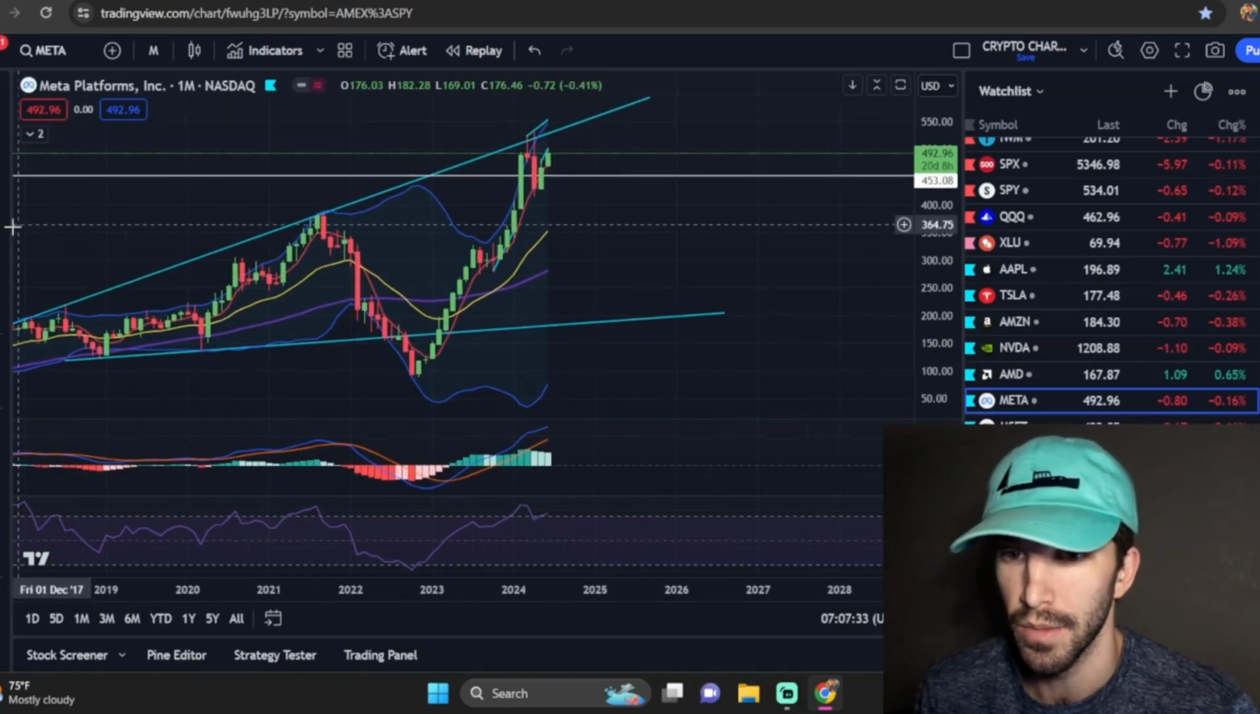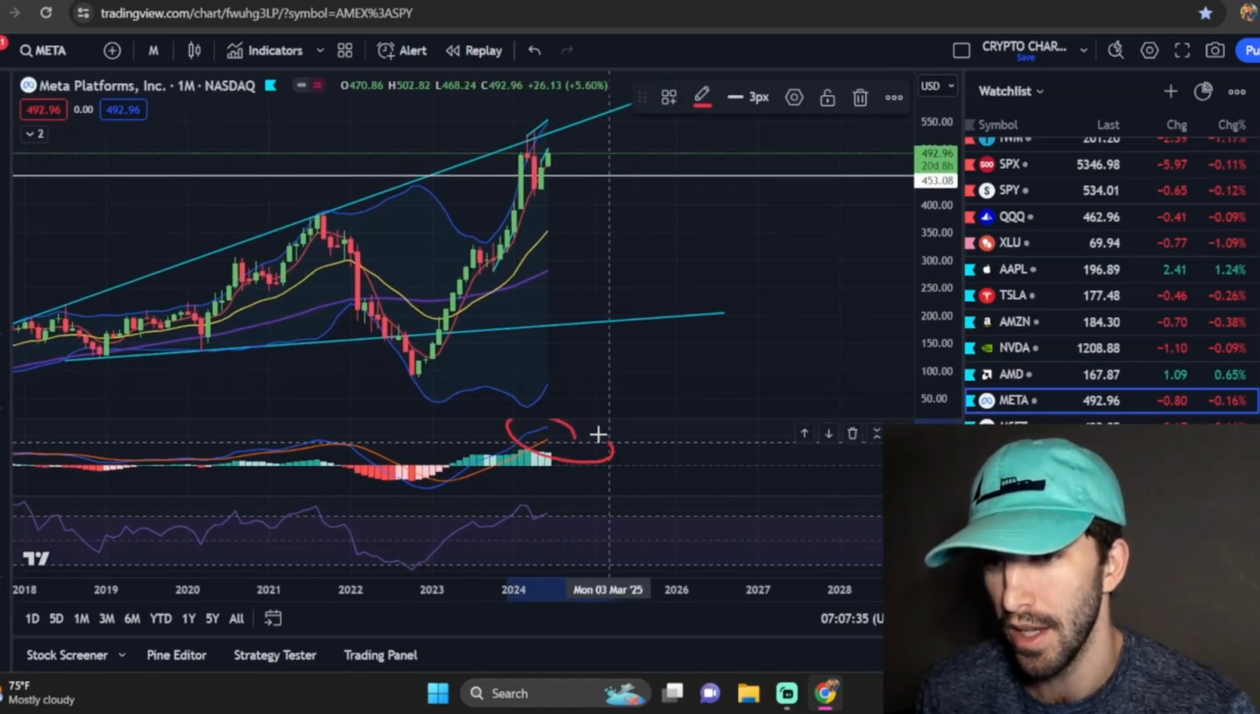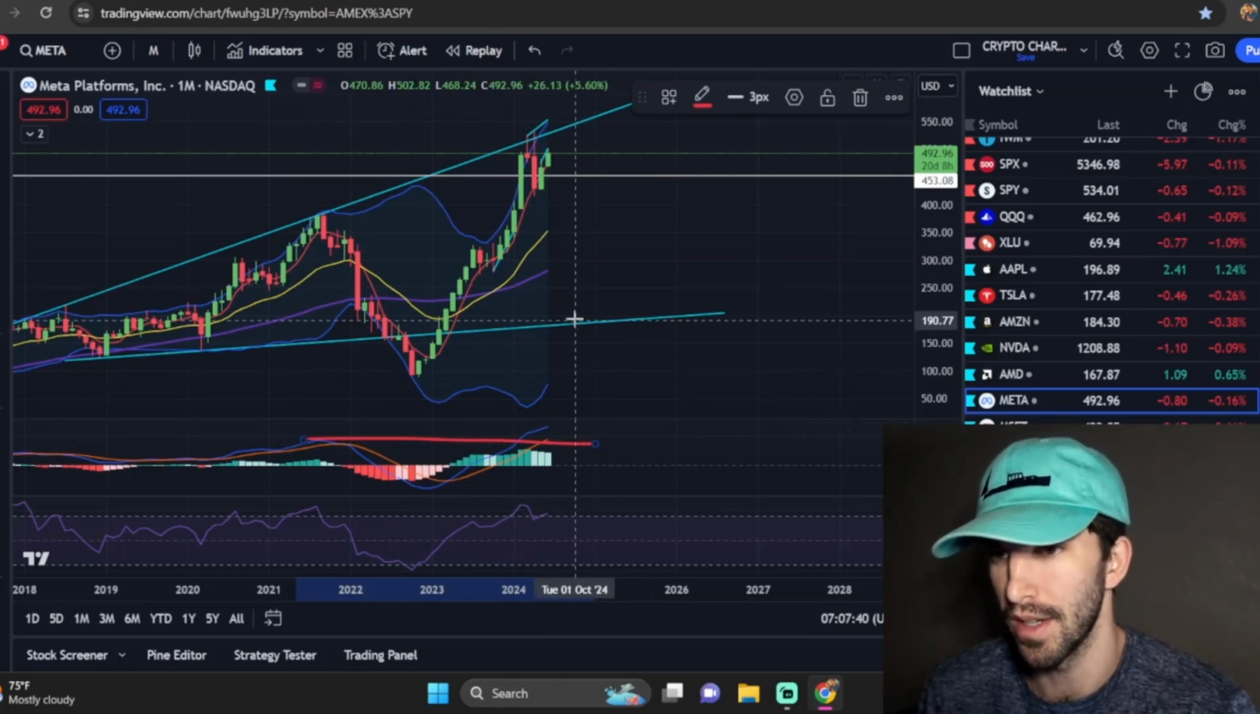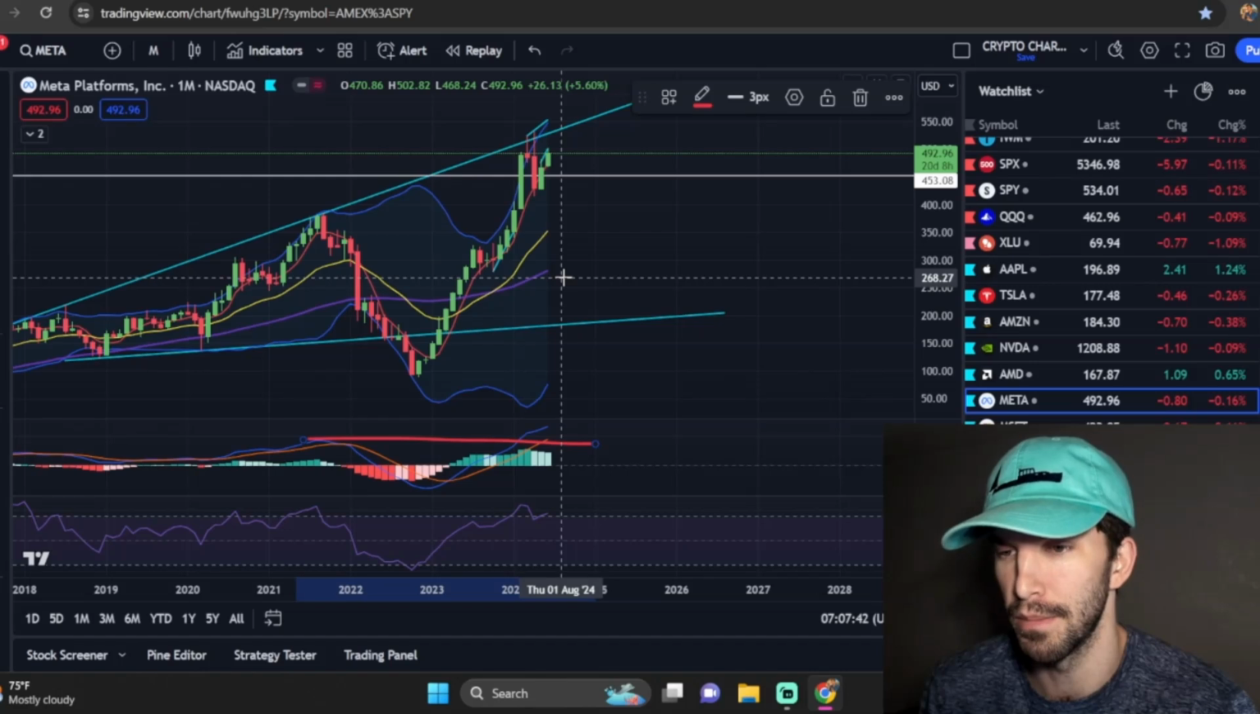Meta on the monthly scale, what did we say? The stocks that are way up here and not creating that divergence at the same time are most likely the ones I'm the most worried about because they are the big bubbles.